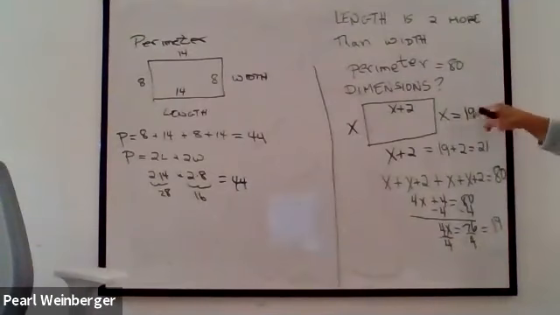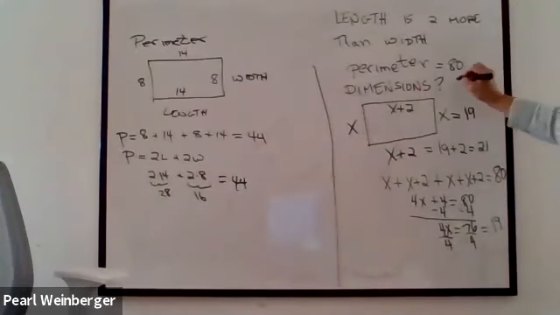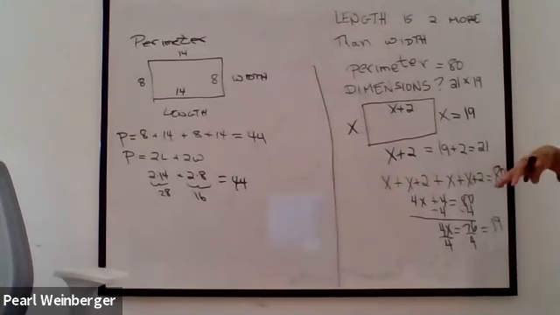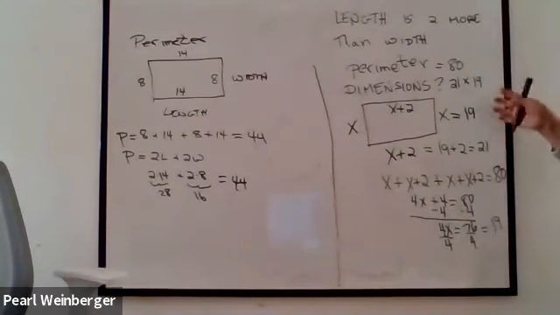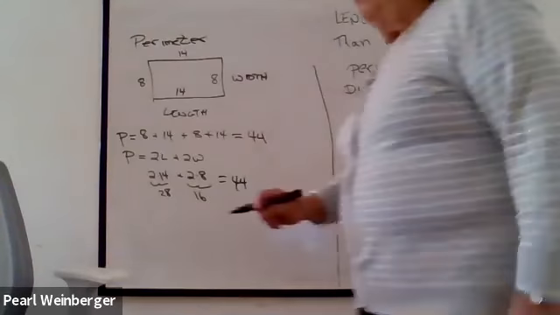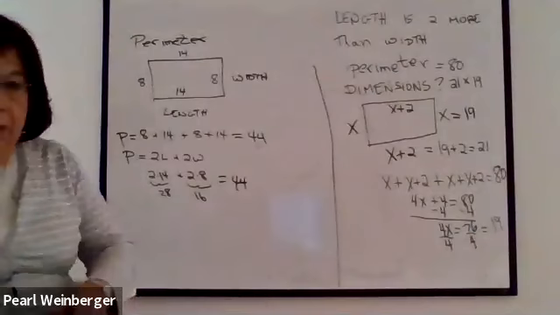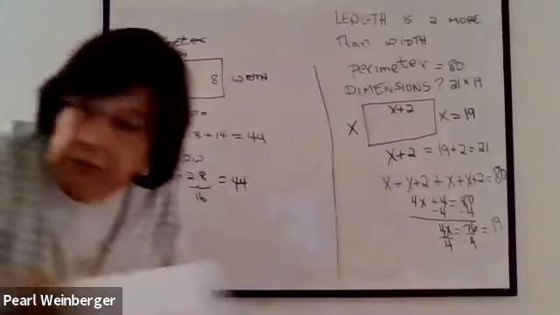The width is 19. Sometimes when we write the dimensions, we write it 21 by 19, using a little x to write it. But it would be equally equivalent to write the length is 21 and the width is 19. So that's how you would solve one of these questions that involves perimeter. I'm going to give you one to try on your own.